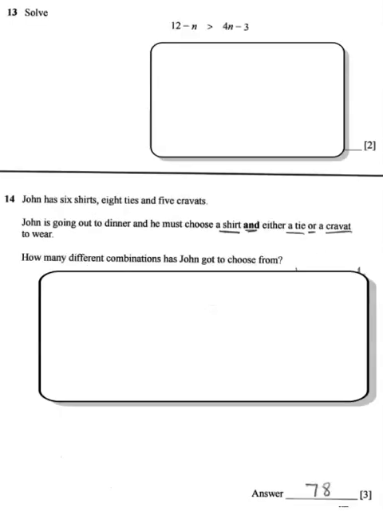Question 13 is an inequalities question, and it's asking you to solve it. Now I know that I want to get all the n's on one side and all the numbers on the other. If I bring the 4n to the left hand side, I'm going to end up with a negative n. So the best thing to do for this one would be to bring the minus n across to the right hand side and the numbers on the left.